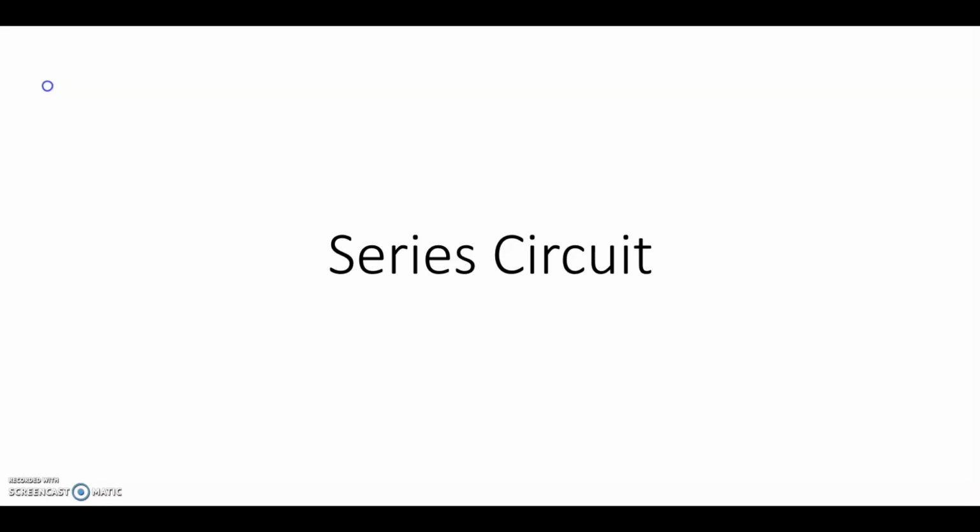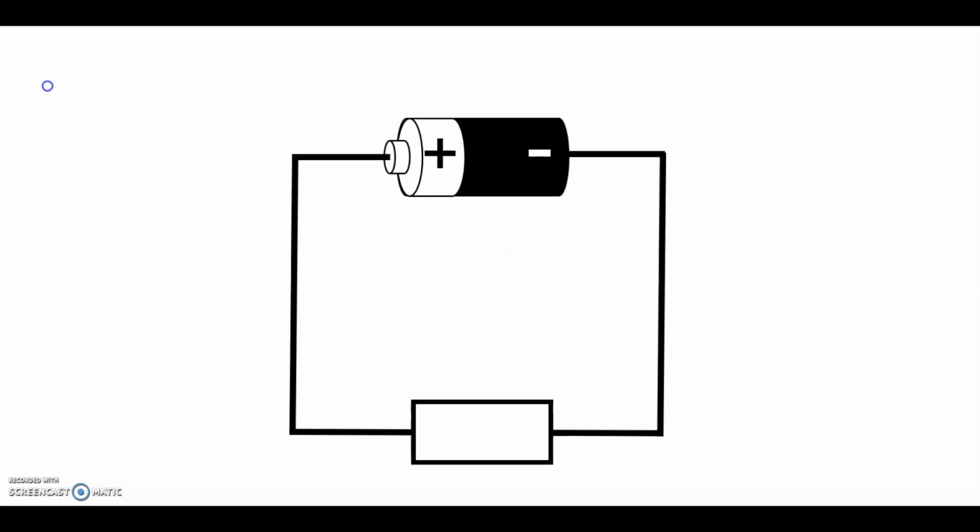This is the third video in the series of concept explainers looking at the behavior of current in an electric circuit. This video is going to look at visualizations to understand how current flows in series circuits and parallel circuits.